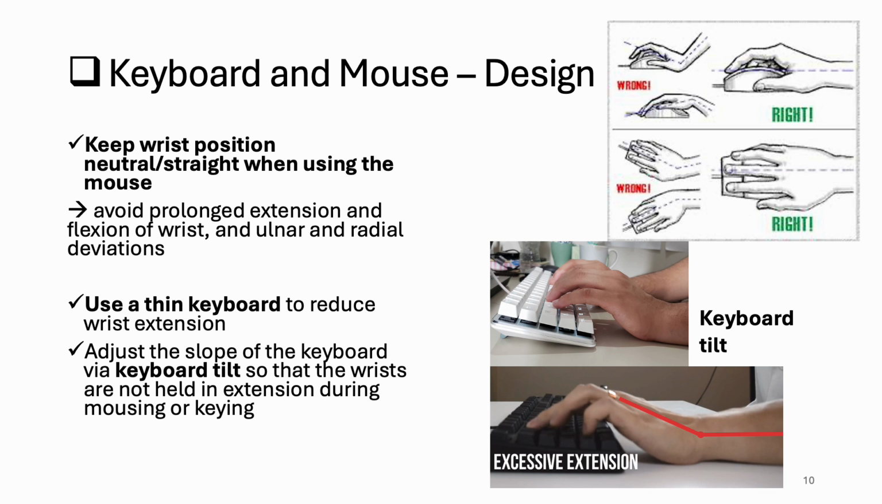When using the mouse, the wrist should be kept neutral and straight to prevent prolonged extension and flexion of the wrist and ulnar and radial deviations. Use a thin keyboard to reduce wrist extension and adjust the slope of the keyboard via a keyboard tilt so that the wrists are not held in extension during mousing or keying.